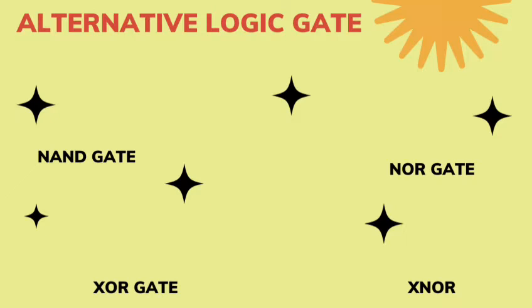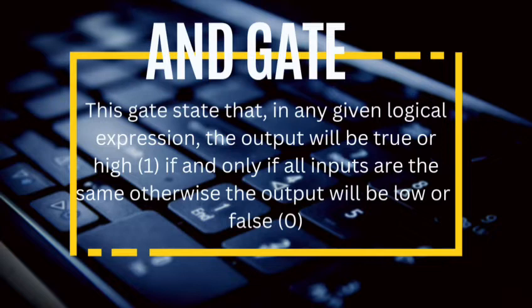Let us take the very first one, the AND gate. This gate states that in any given logical expression, the output will be true or high if and only if all inputs are high, otherwise the output will be low. It means that it will only produce a high output if all inputs are high. When I say high, I'm referring to 1, and when I say low, I'm referring to 0. High is also called true, and low is also called false.